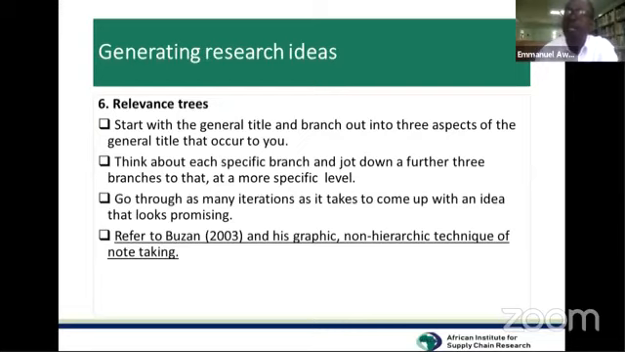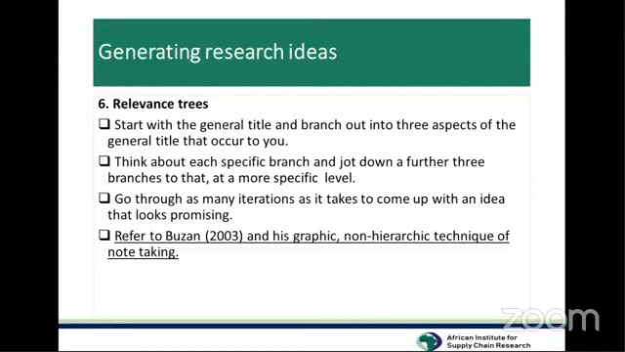So at the end of it all, what will be required is that you go through as many iterations as it takes to come up with an idea that looks promising. So again, this is just a way that you're developing up from this very broad idea, then breaking it down into various components until you're at a level where you feel that you have come up with some kind of idea.